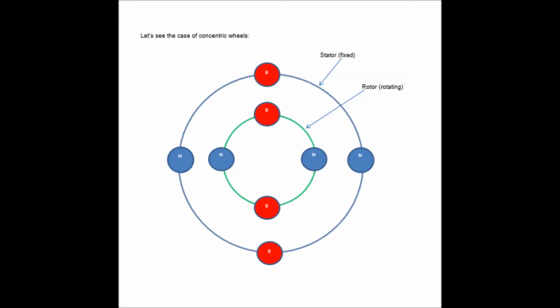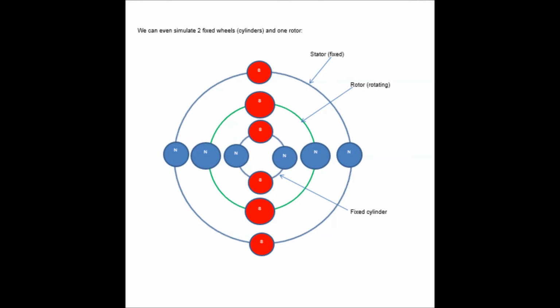Now let's see the case of concentric wheels. For example, a turning cylinder with magnets, called a rotor, built inside a fixed cylinder with magnets. We can even add a fixed cylinder with magnet inside the turning rotor.